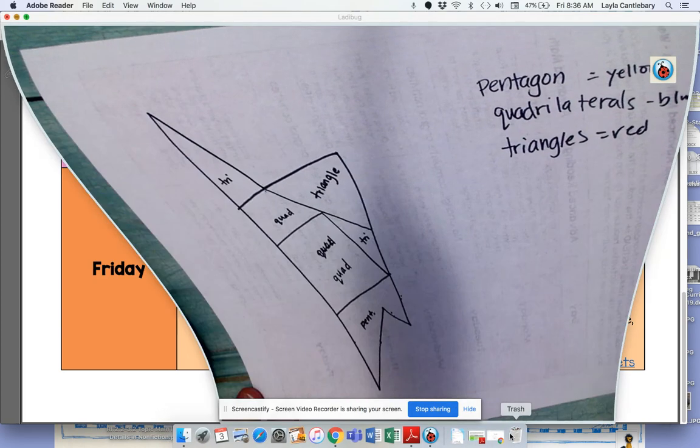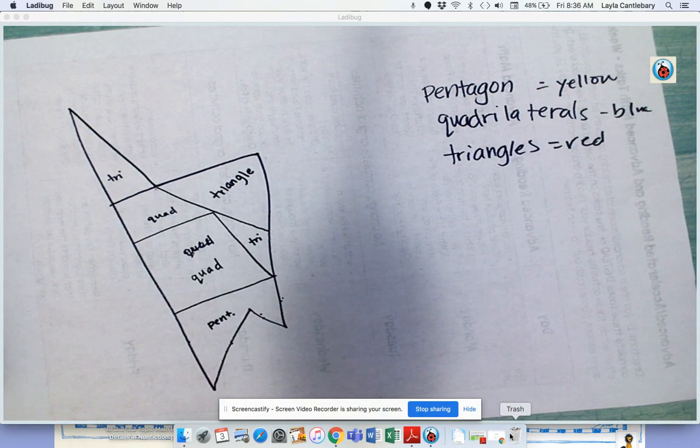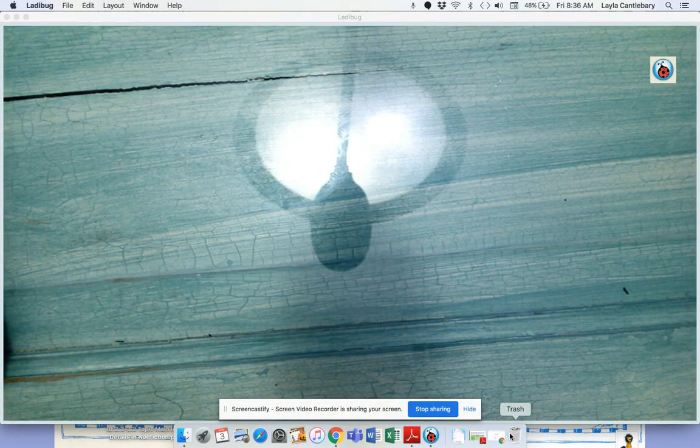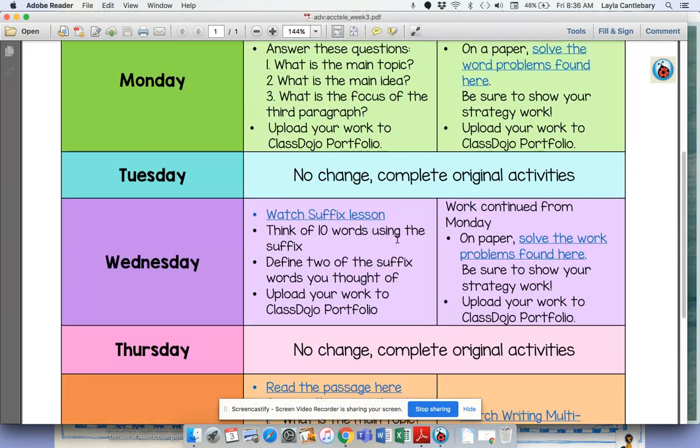You are going to color it based on these instructions, all right? So that is your on-level second grade math. Now let's look at our advanced math and advanced in our reading for our third grade readers.